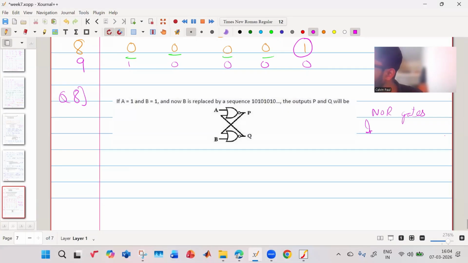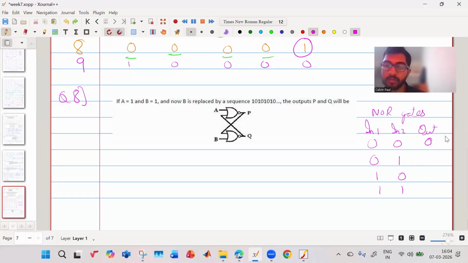So what is the NOR gate truth table? You have input 1, input 2, and an output. This is a 2 input NOR gate. As two inputs are there, the truth table will have 4 entries: 0 0, 0 1, 1 0, 1 1. Now, in an OR gate, if there is a 1, the output will be 1. But in a NOR gate, if there is any 1, the output is 0. So this is 1, 0, 0, 0.